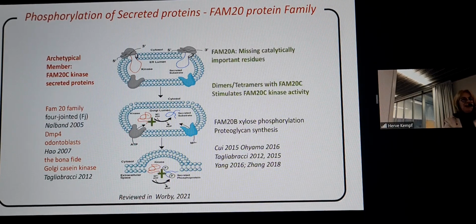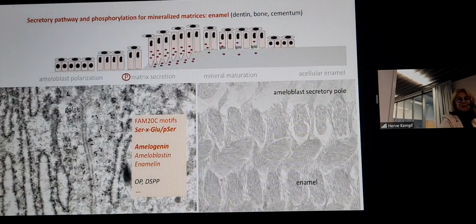And FAM20A, which is the gene important in the enamel-renal syndrome, is very similar to FAM20C, but in fact it's a pseudo-kinase because it lost the catalytic residue during evolution, and in fact it is a positive regulator of FAM20C kinase activity. That has been very clearly shown by many in vitro data.